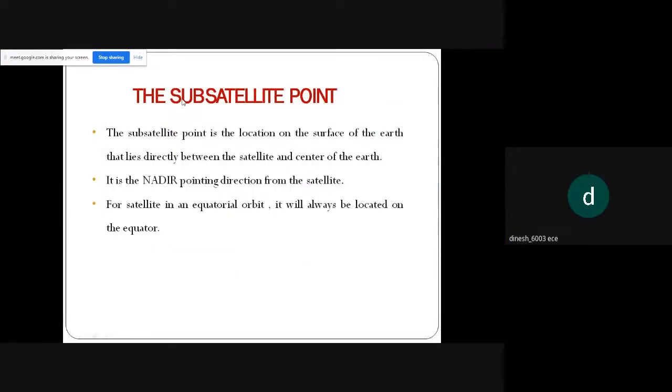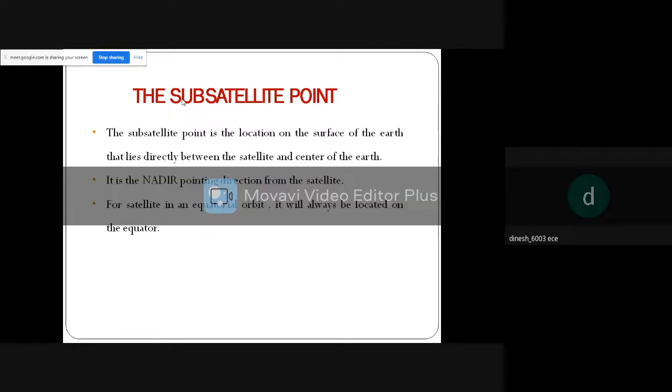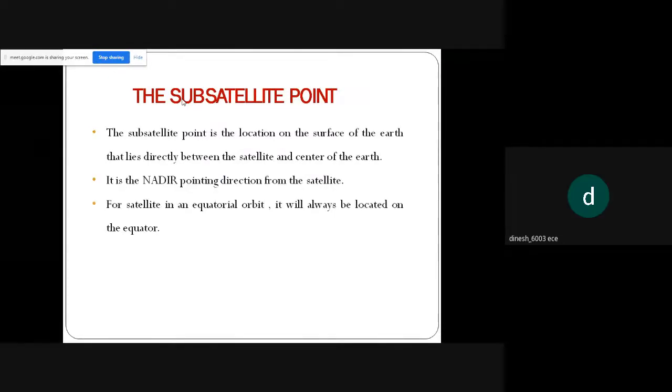So the next topic is the sub-satellite point. The sub-satellite point is the location on the surface of the Earth that lies directly between the satellite and the center of the Earth. The center of the Earth is what we have defined as 0 latitude and 0 longitude.